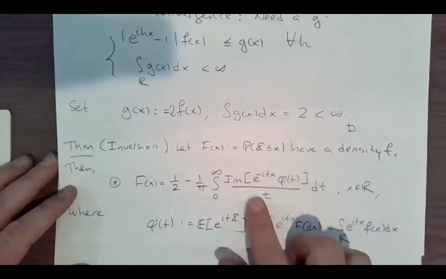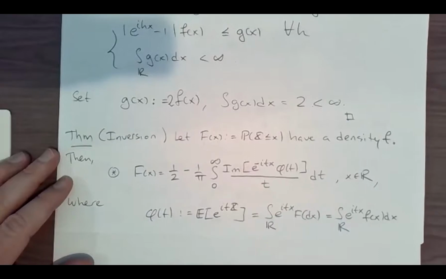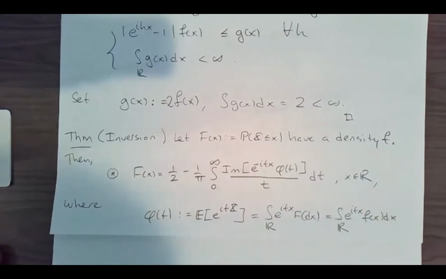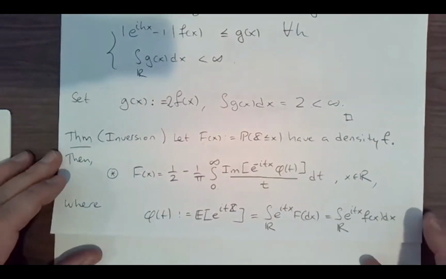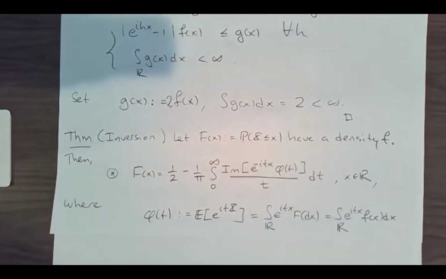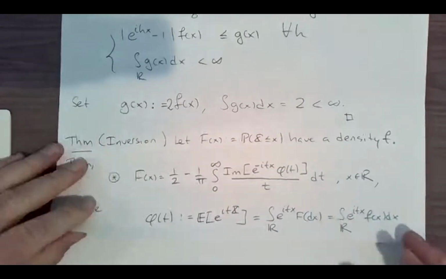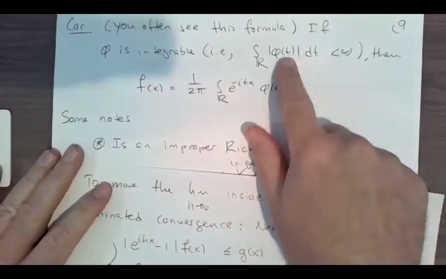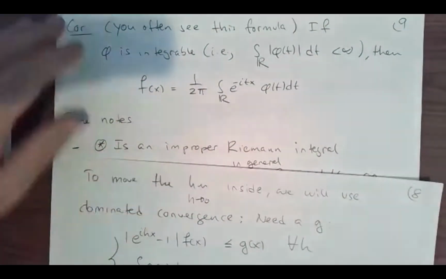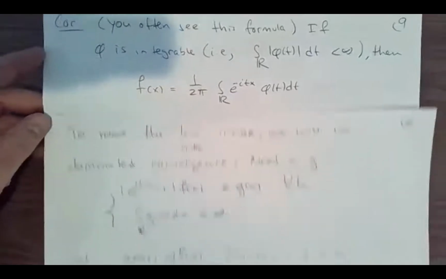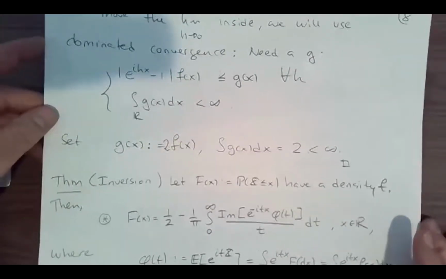What we'll be doing is proving this inversion theorem, and I think this might be a good time to take a little break. We'll be proving this inversion theorem, and then we'll be looking at an application of it, in which case you have an integrable phi. So now we've seen an example where phi is not integrable, and then you'll see an example where it is integrable.